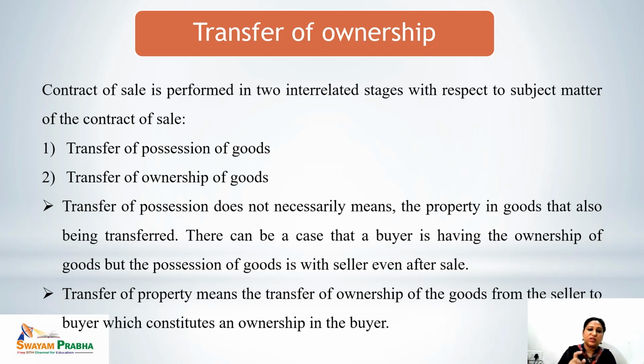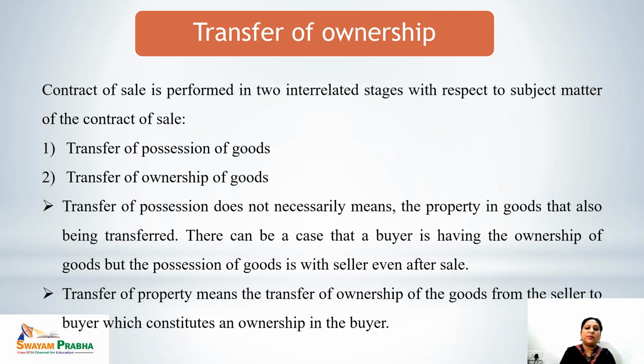Here the transfer of possession means the goods may remain with the seller even after the sale, but when the goods are transferred to the buyer, meaning physical possession is transferred to the other party, this is called transfer of possession of goods. But ownership means the title of the goods. When the actual ownership of the goods is transferred to the other party, only then does the contract of sale get completed.